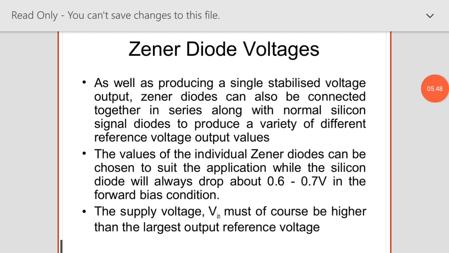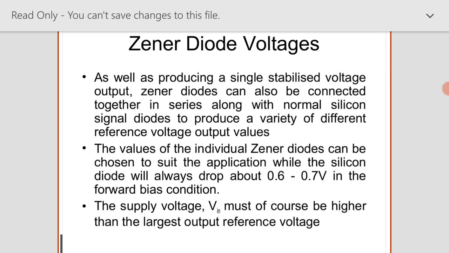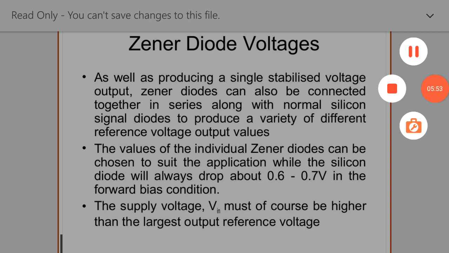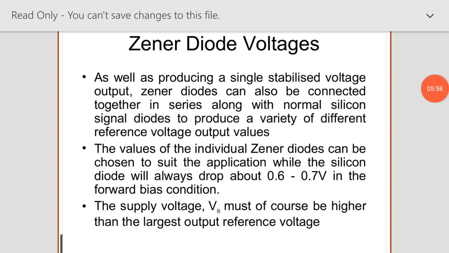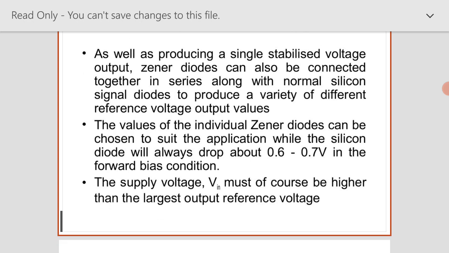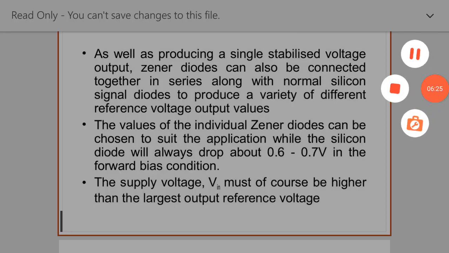Zener diode voltages: as well as producing a single stabilized voltage output, Zener diodes can also be connected together in series along with a normal silicon signal diode to produce a variety of different reference voltage output values. The values of the individual Zener diodes can be chosen to suit the application, while the silicon diode will always drop about 0.6 to 0.7 volt in the forward bias condition. The supply voltage Vin must of course be higher than the largest output reference voltage.